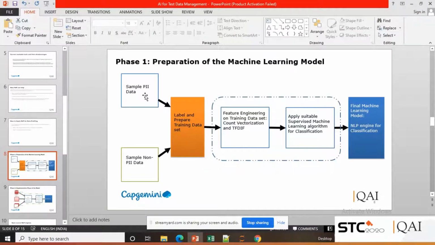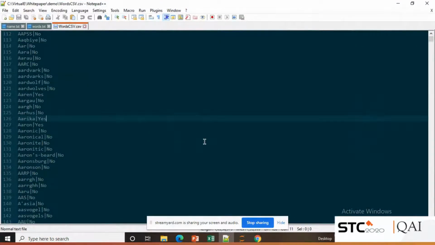So the first phase is collection of sample PII data. Let's say I am doing it for names. For my model, I am classifying names. So I've collected a huge sample of names so that when I show it to the machine, it will understand how names look like. On the contrary, I should also have some sample non-PII data, that is normal English words which are not names, so that it can have an idea what names look like as well as what not names, that is normal English words, look like. And if I get these two big data sets, then I prepare the labeled training data set. I'll show you a small overview of how I did that.